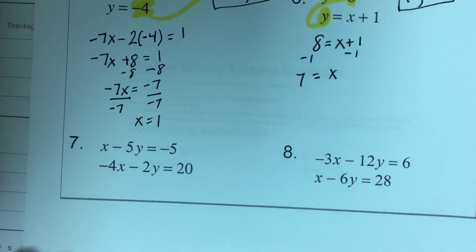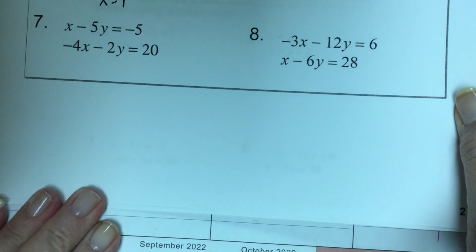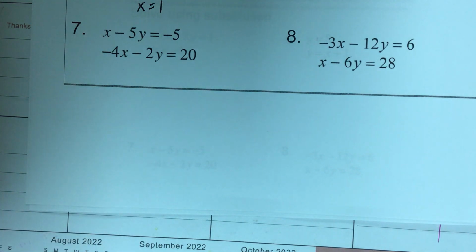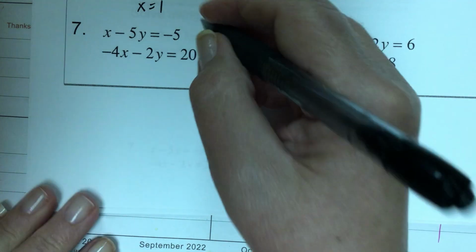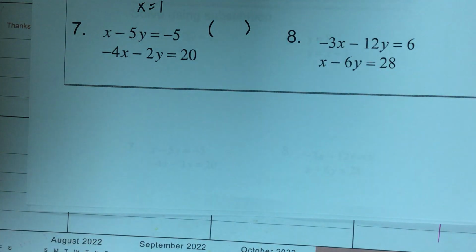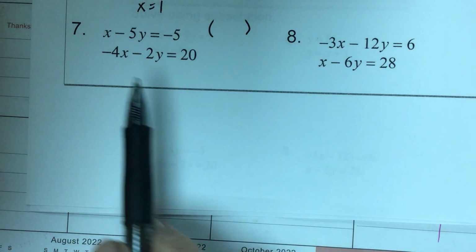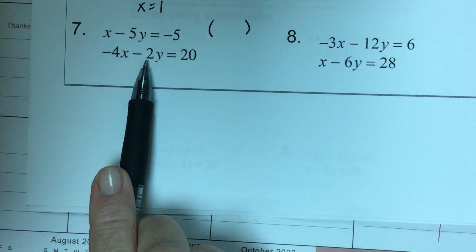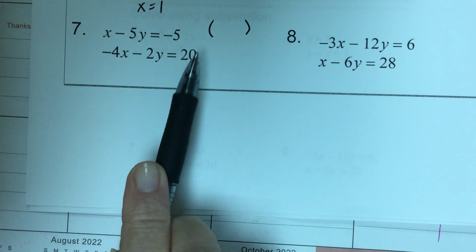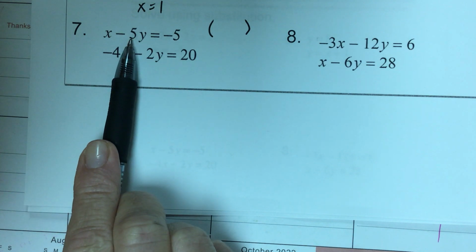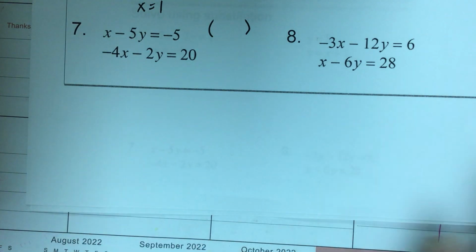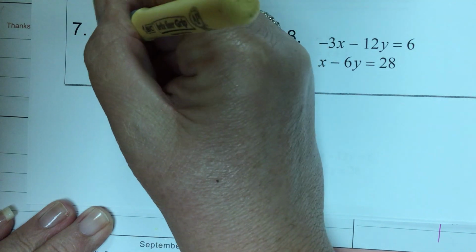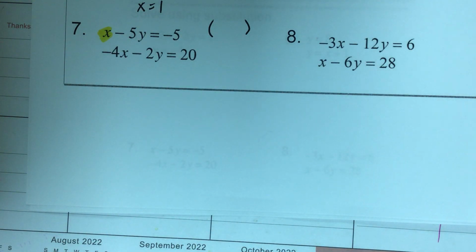Now, number 7, as you can clearly see, is not like number 5 or 6. I do not have one. I can't go straight to one of the answers here. I have to actually go through the steps. It says choose a variable. If possible, choose a variable that has a coefficient of 1. As I look at these, coefficient -4, coefficient -2, constant, constant, coefficient -5, coefficient of 1. So I am going to choose this variable right here, and I am going to isolate that variable. I'm going to get x alone.